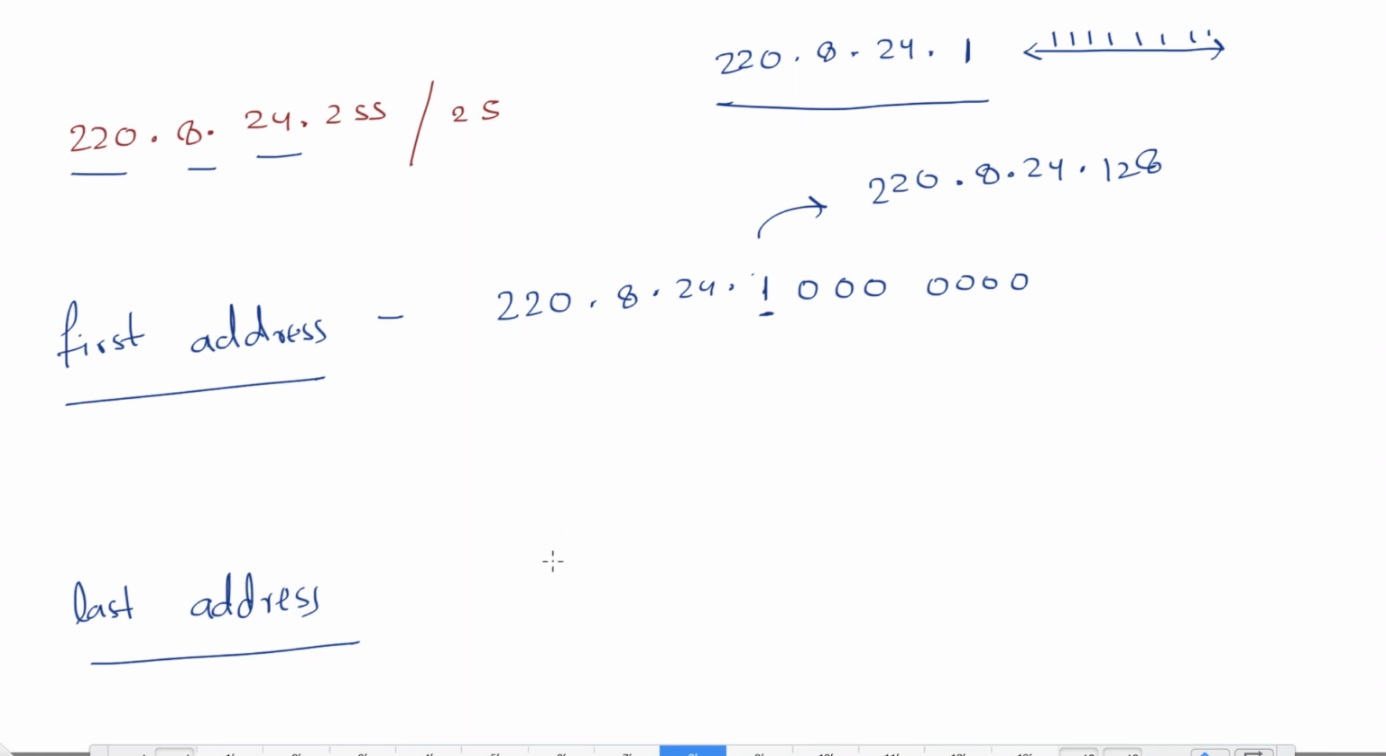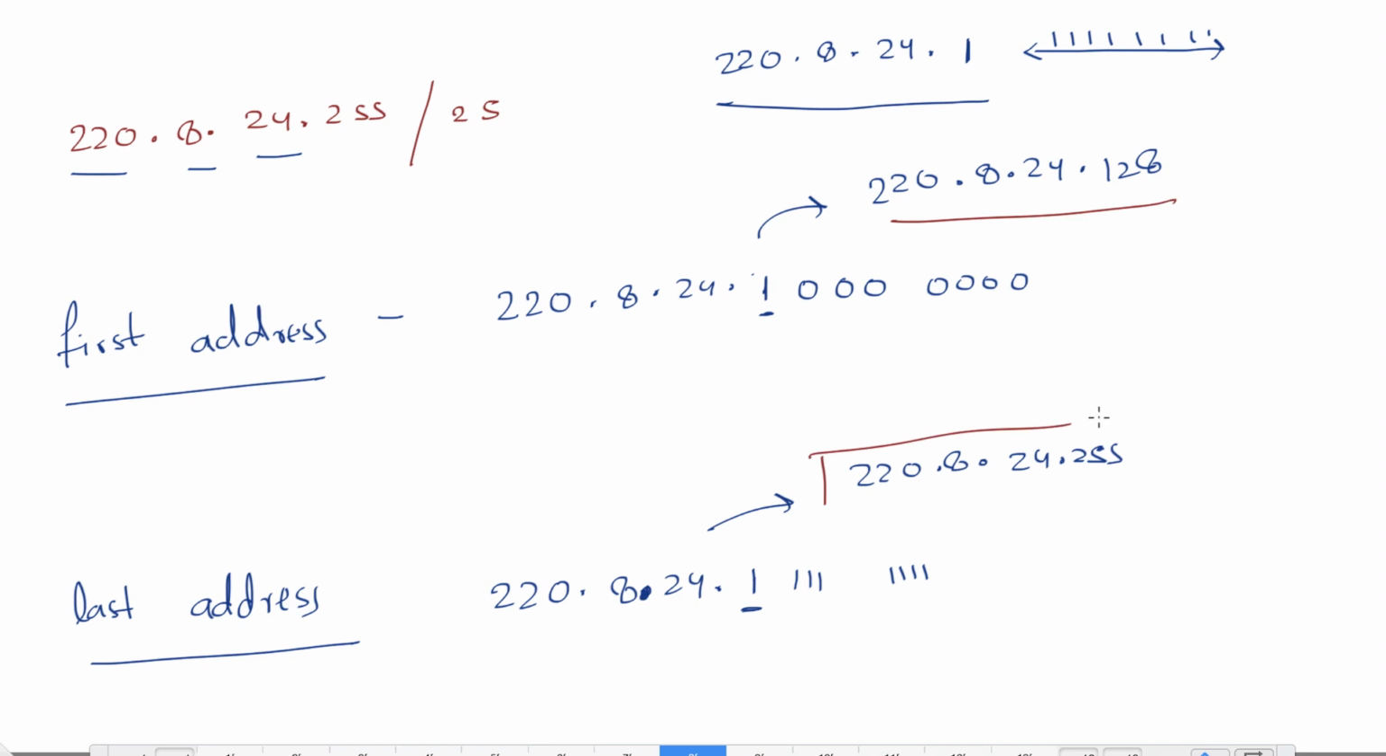What is the last address that is possible? This is 220.8.24, and the 1 is fixed. Till now everything was fixed. Then you need to take everything as 1, so 1111111. This will be 220.8.24.255. The first address possible under this network is 220.8.24.128, and this is the last address that is possible under this network.